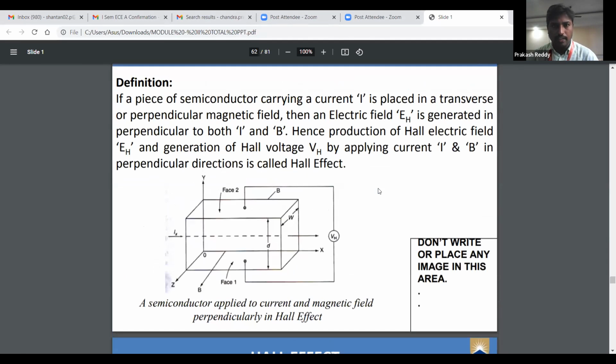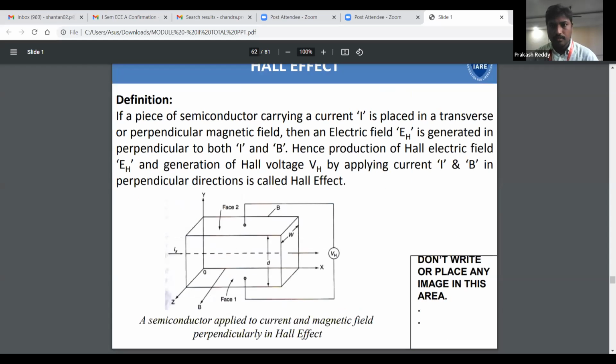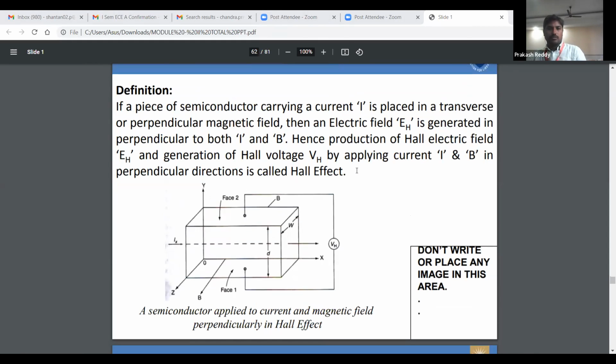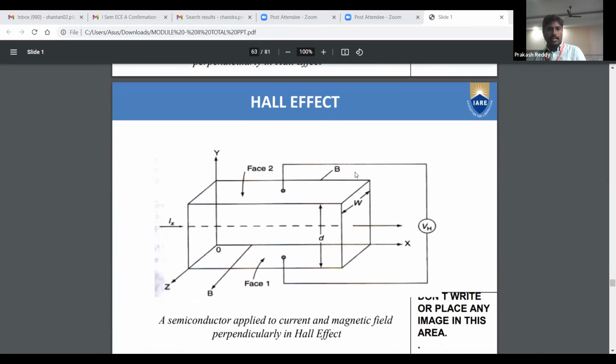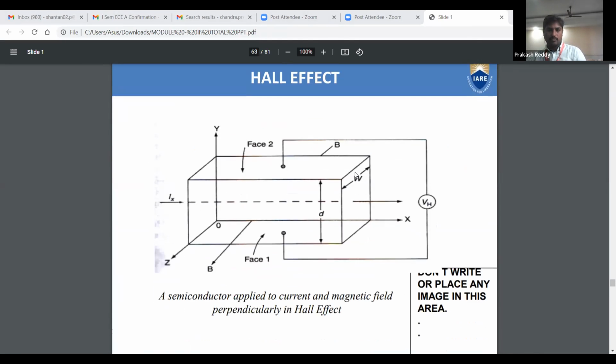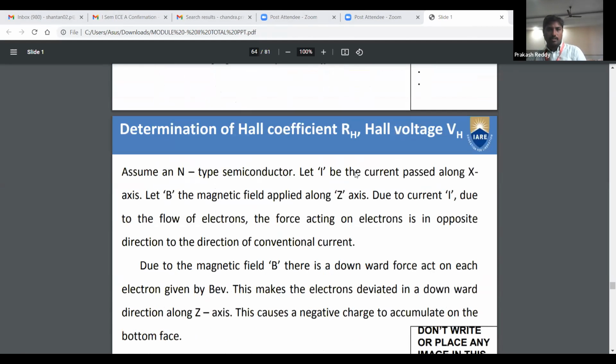First slide is the definition. Try to take a screenshot. First slide is related to the definition. Second slide is the diagram only. So coming to the third, the relation between RH and VH.